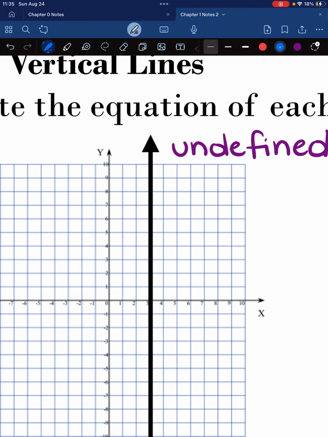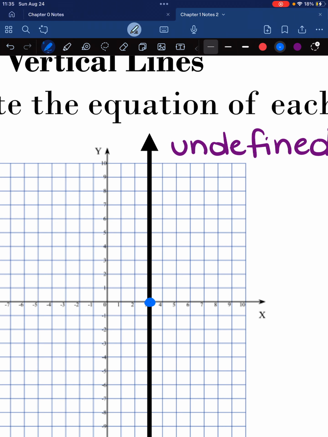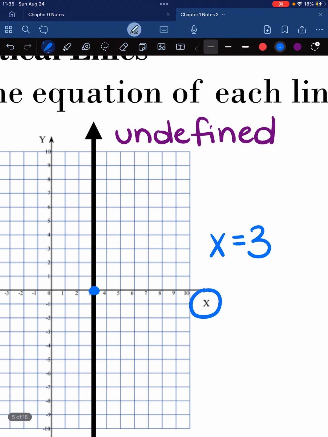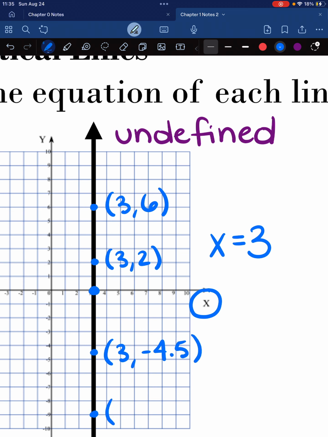And what helps me is that if I look at that vertical line and I draw a dot at the intercept, it has an x-intercept. And so what that tells me is this is going to be an x equals equation. Okay, and the reason that that makes sense is because any single point on this line is going to have an x value of 3. I could pick any point and the y value changes, but the x value is always going to be 3.